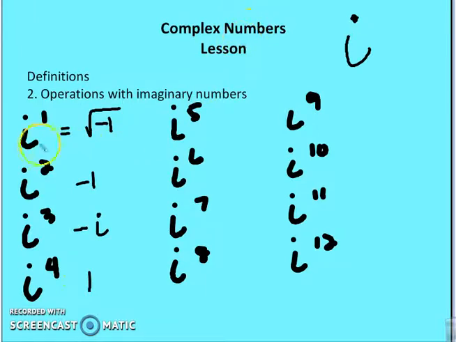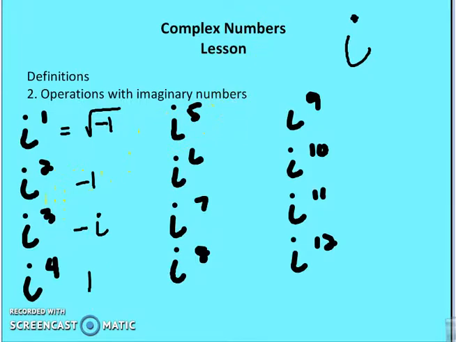All right, so in the first column on the left, of course, i to the first power is just square root of negative 1. i squared would be the square root of negative 1 times the square root of negative 1, which is negative 1. i cubed would be negative 1 times the square root of negative 1, which is negative 1 times i, which is just negative i. And then i to the fourth would be the same as i squared times i squared, which is negative 1 times negative 1, which is 1.